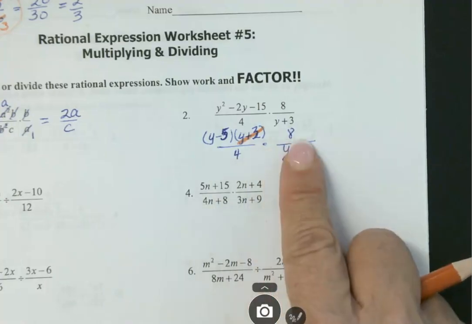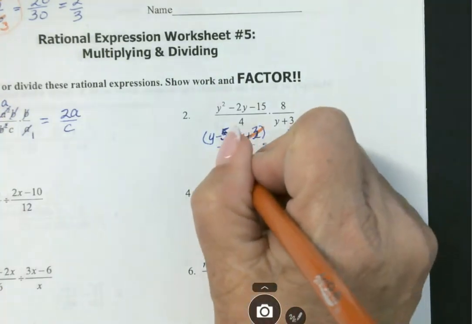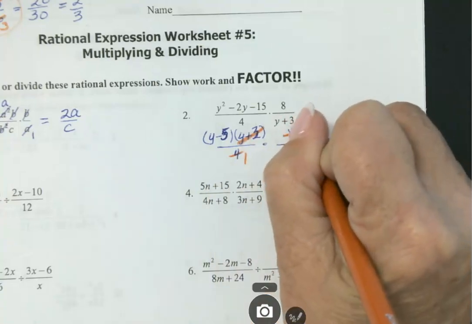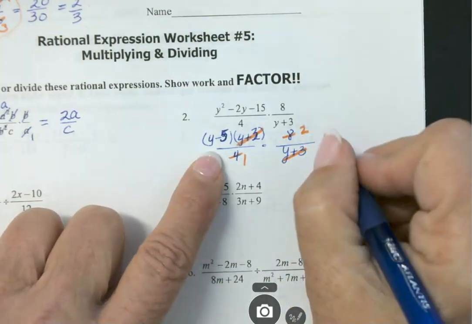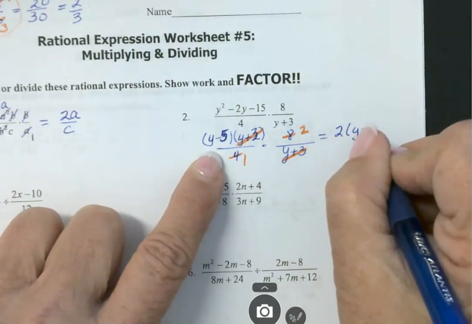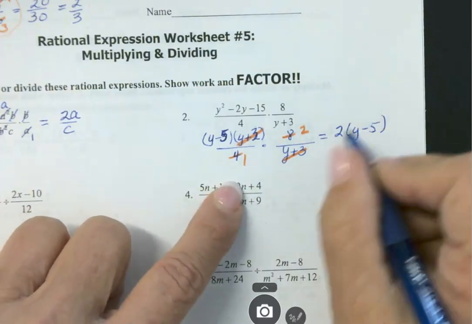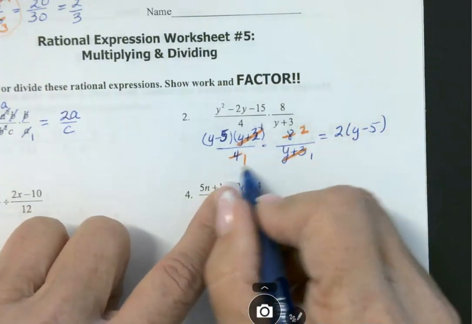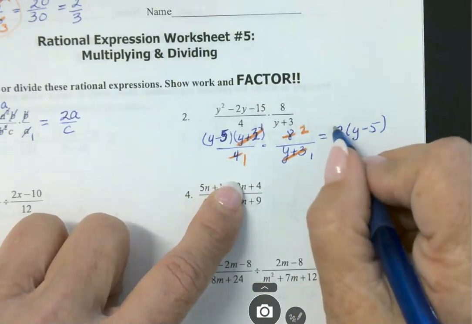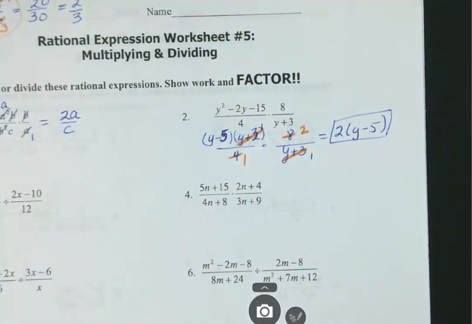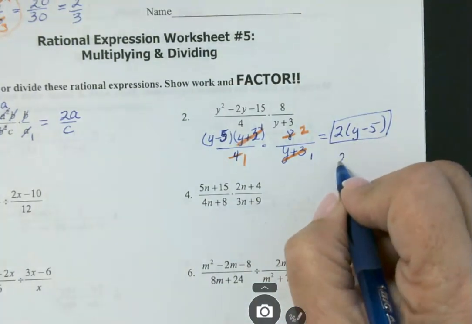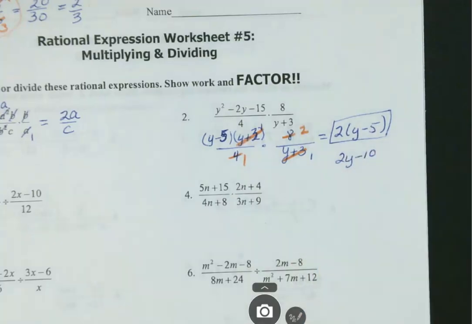And then my 4 and my 8 are like my 4 and my 6 there. I know 4 goes into 4 once, and 4 goes into 8 twice. So your numbers will work just like normal. And so now I'm going to have 2 times y minus 5 over, and let's see what's left. That canceled and that canceled, so I've just got it over 1. So in this case, that's all I need. Okay? Now, sometimes according to what worksheet you're doing, they may go ahead and multiply that out. I personally don't think there is a need for that. Okay, but we can discuss that later.